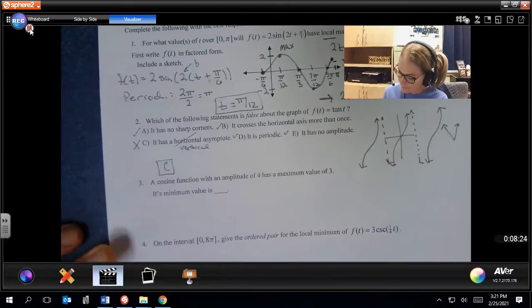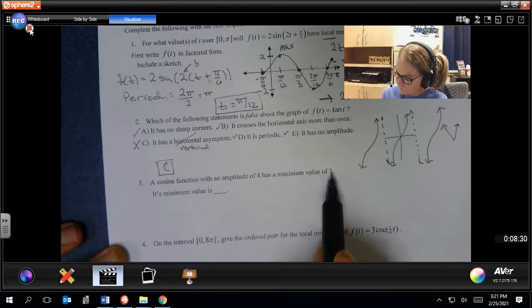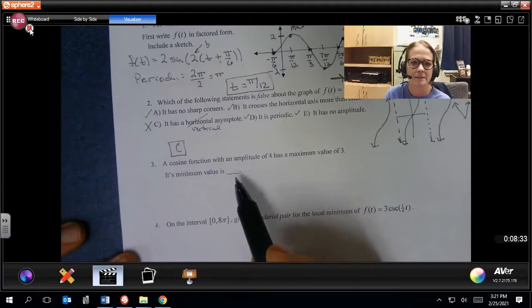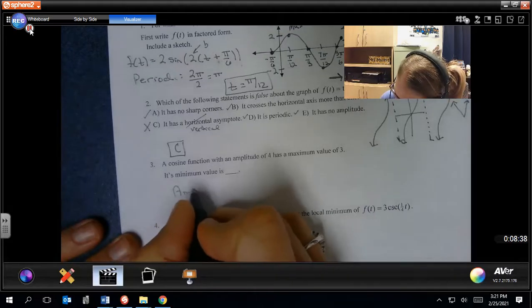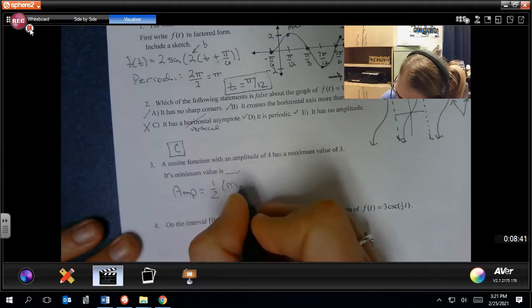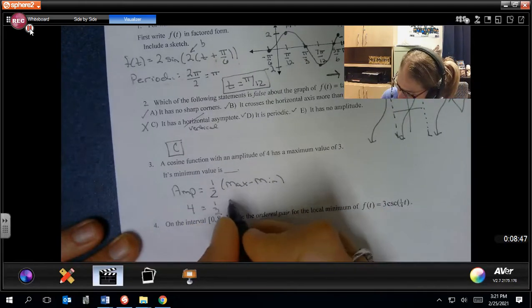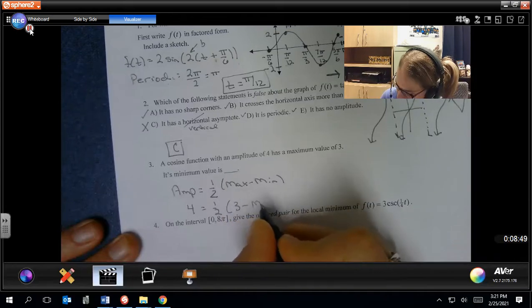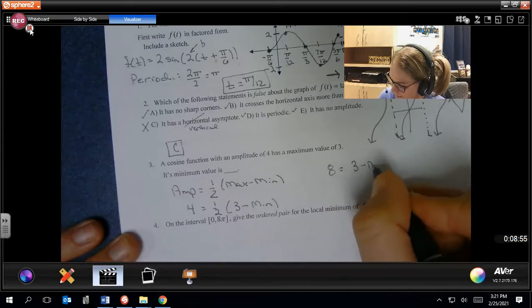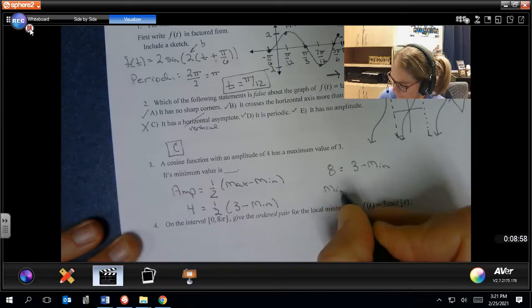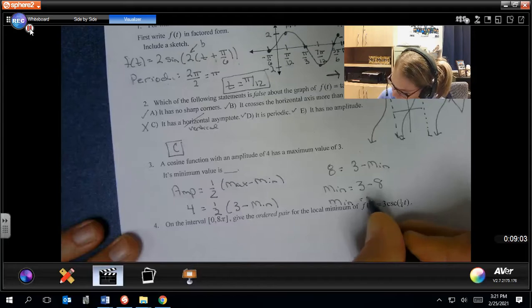A cosine function with amplitude of 4 has a maximum value of 3. Its minimum value is, okay, you could probably use your common sense and think through this, but I'm going to do it with algebra. And so remember, amplitude is 1/2 max minus min, and amplitude is 4, and the max is 3 minus min. So times it by 2, that's 8, is equal to 3 minus the min. Let's throw the min over here and the 8 over here. And this is going to have a minimum of -5.